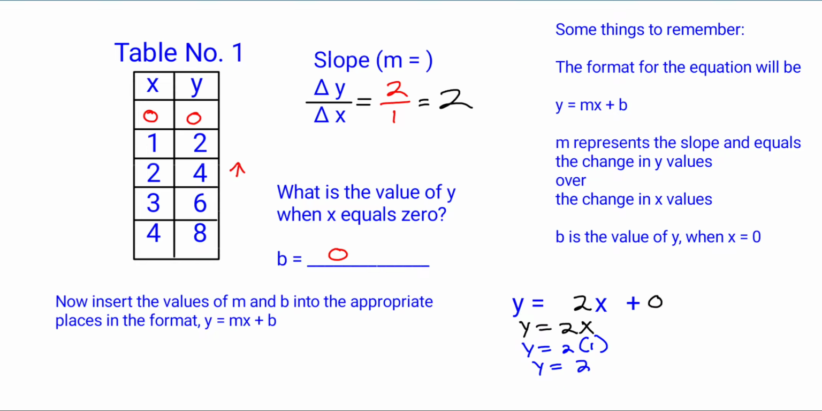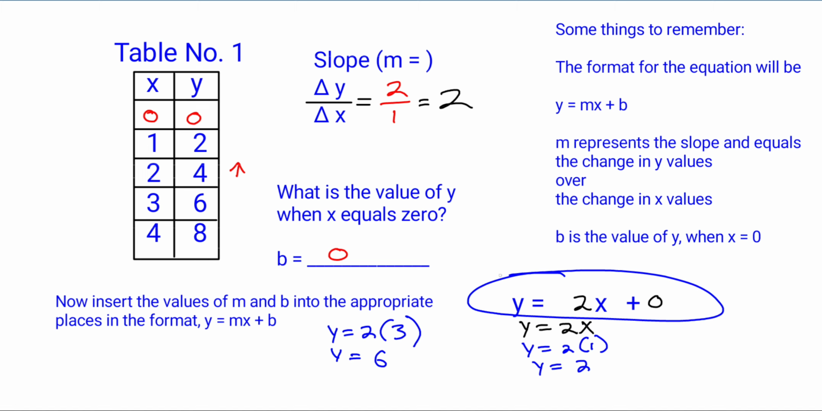It's always a good idea to do one more, just to be sure. So I'll set this one up over here. I'll say y equals the slope of 2 times, I'm going to use the number 3. I'll see if I get the answer 6. 2 times 3 is 6. So that tells me that my equation of y equals 2x plus 0 is correct.